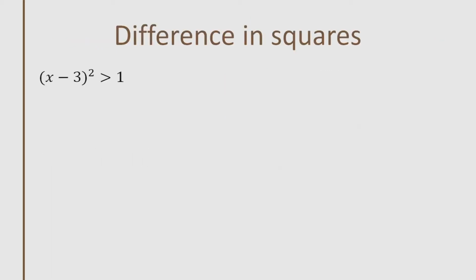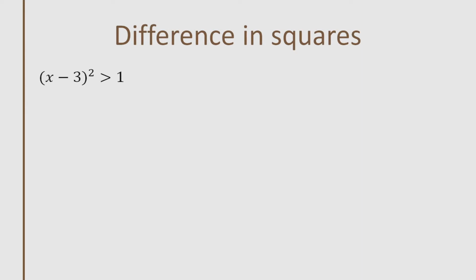So now what about this? (x minus 3) squared is more than 1. Now notice that the title here is difference of squares. So let's see if you can use this in this scenario here. Revealed workings in 5, 4, 3, 2, 1.